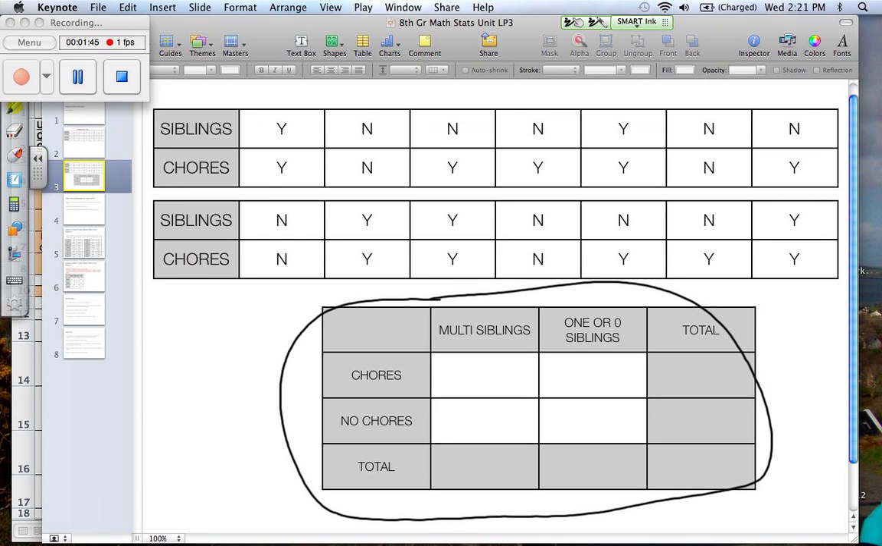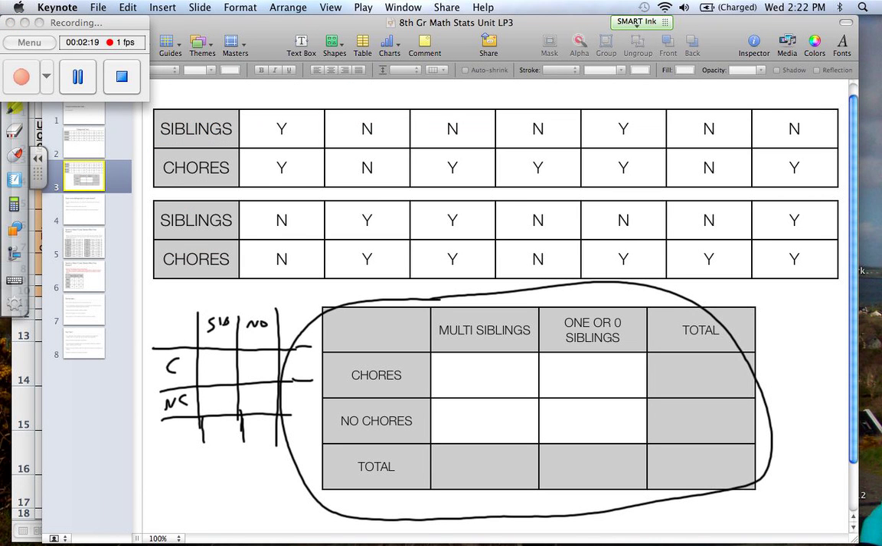Now, I want you all to draw your own as we go along. They should look something like this. Almost like your own tic-tac-toe box. You list one variable down here, chores, no chores. Another one up here, siblings, no siblings. And then the bottom row and the bottom column are totals, just to make sure our data matches up. Once you have drawn your own, we're going to move on to completing or filling out the frequency table.